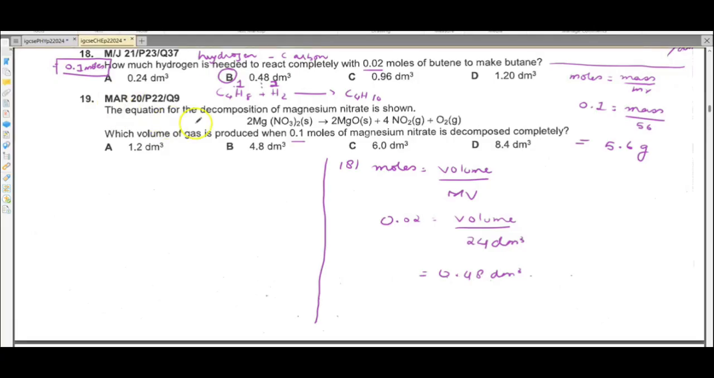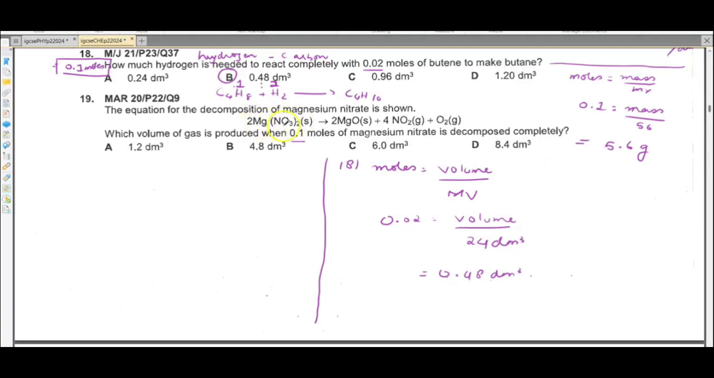19. The equation for the decomposition of magnesium nitrate is shown. Which volume of gas is produced when 0.1 moles of magnesium nitrate is decomposed completely? Okay. If you look at the equation, I have told you several times that this is your best friend when it comes to the questions related to moles.